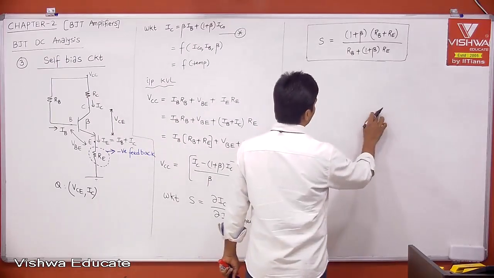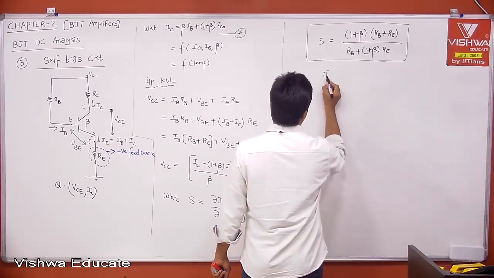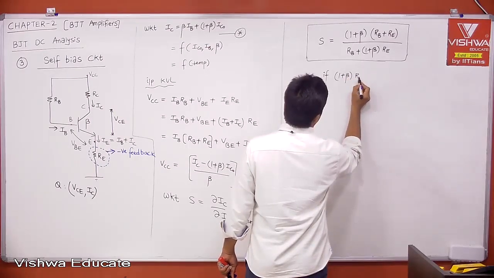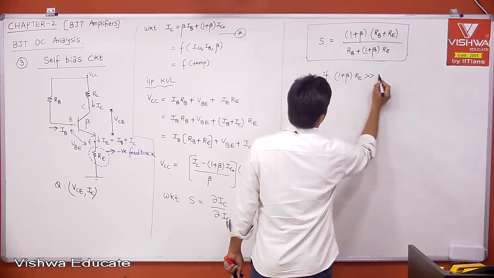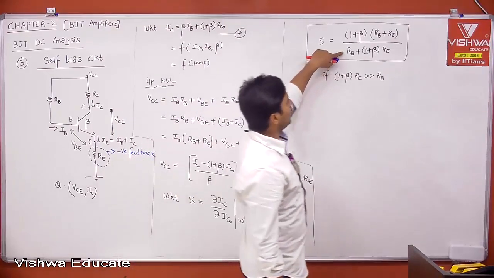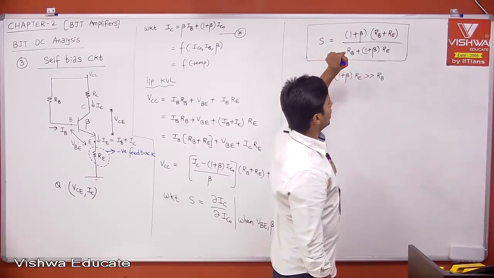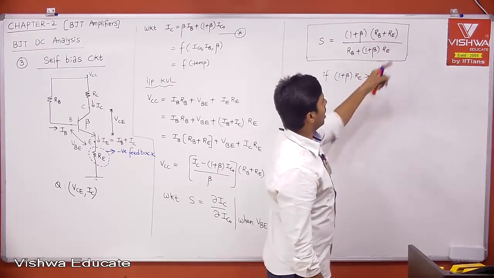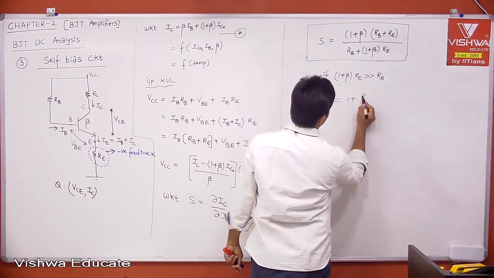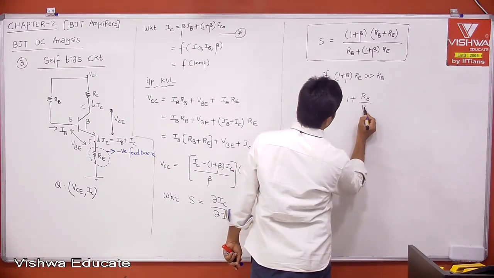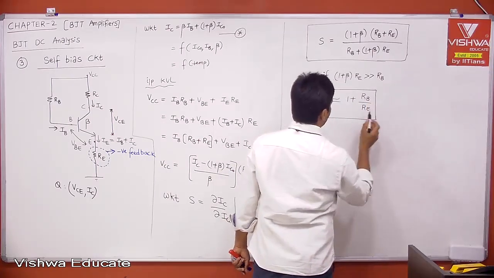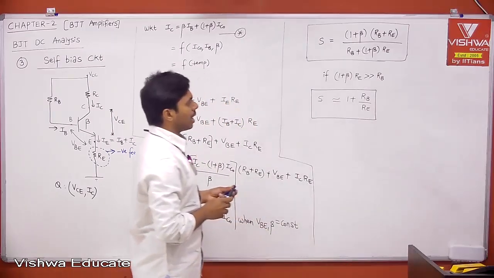Now, similar to your collector to base bias, to make it simple, if 1 plus beta into RE is very much greater than RB, then can I neglect RB? Yes. Then 1 plus beta will be cancelled. Then RE by RE, 1 plus RB by RE. Therefore, S value will be in the order of 1 plus RB by RE. Practically the minimum value is 1, but provided when RB is 0 or RE is infinity.